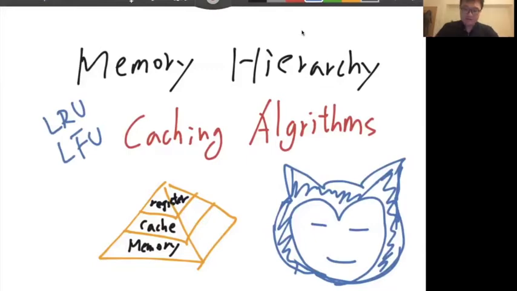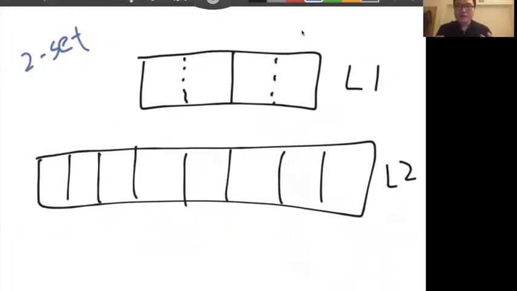Let's start. In the memory hierarchy, we have different layers of memory. If we want to get data from memory, we load the data from memory to the L2 cache, to the L1 cache, then use it in the register to compute, right? So we covered different cache placement algorithms.